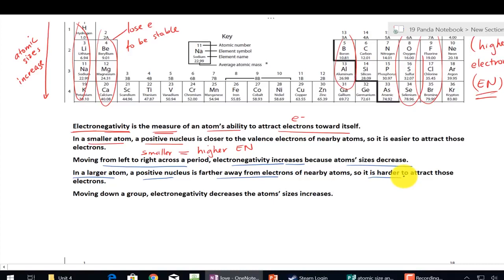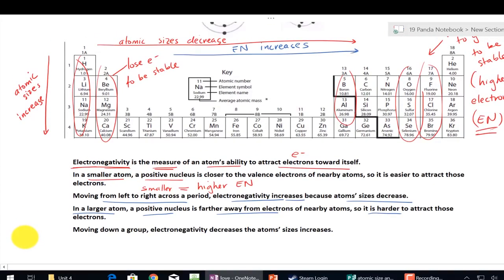So therefore, if we look back here on the periodic table, looking at the trend going down, it has the opposite trend of atomic size, just like we have here, because the atomic size is getting larger. So in this case, EN, which is electronegativity, would decrease. Why? Because the size of an atom actually increases. So keep that in mind.